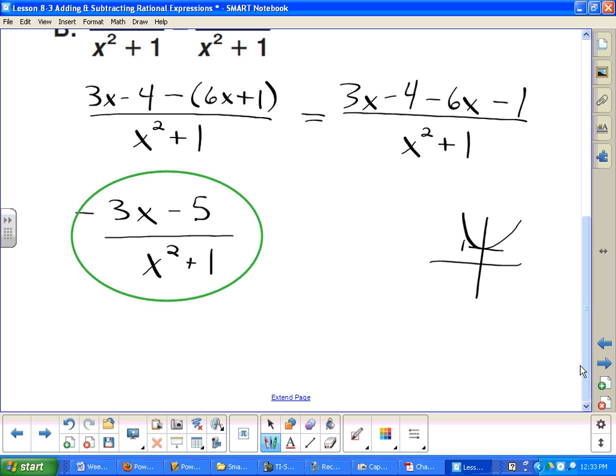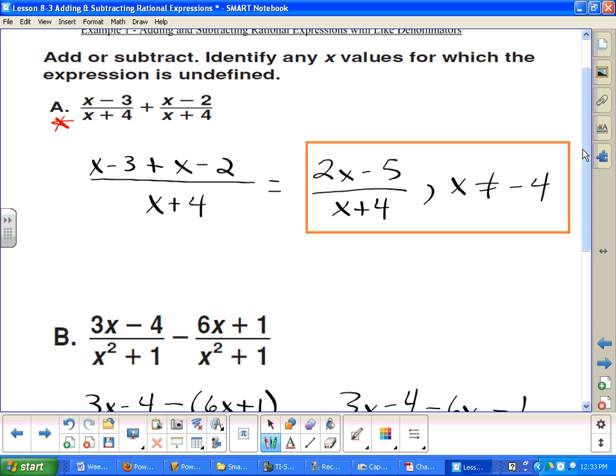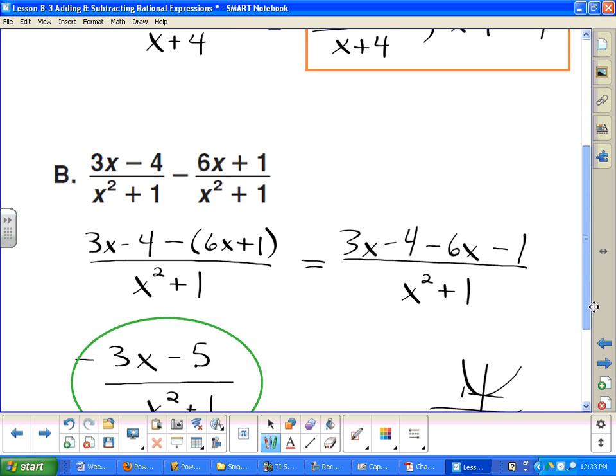All right, so make sure that when you're adding, just put the fraction bar and then go ahead and add them. But when you're subtracting, put them all under the common denominator, but make sure that if you don't use this first step here, that you distribute the negative all the way through it.